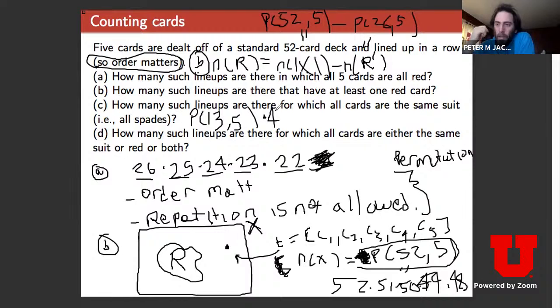All right. That's part C. So again, we have 5 cards that we're selecting to get them all from the spades. We have 13 options, then 12, then 11, then 10, then 9. But there are 4 different ways to choose from the same suit. So we have to multiply by 4. All right, and then the last one.